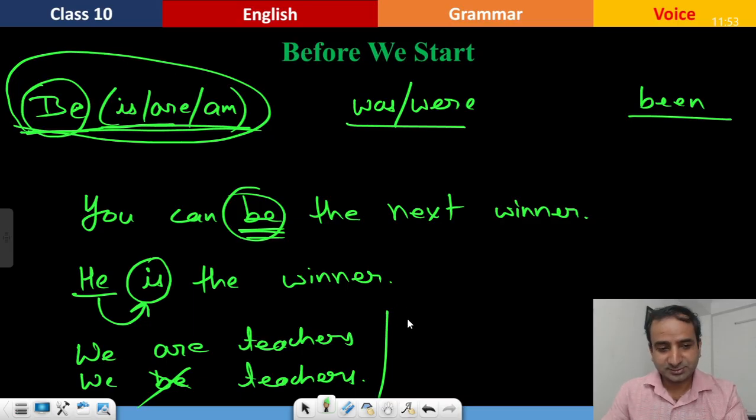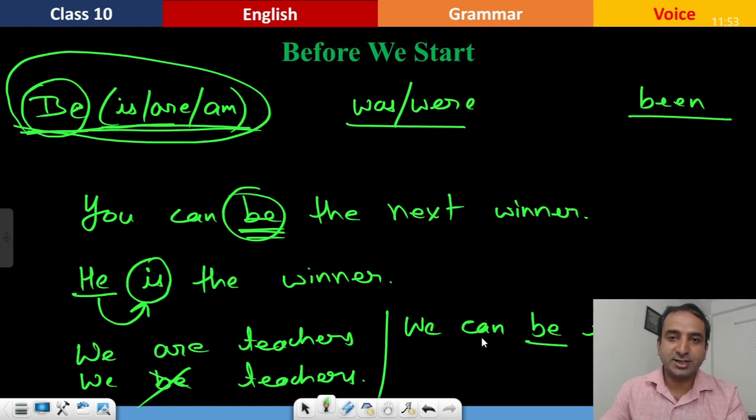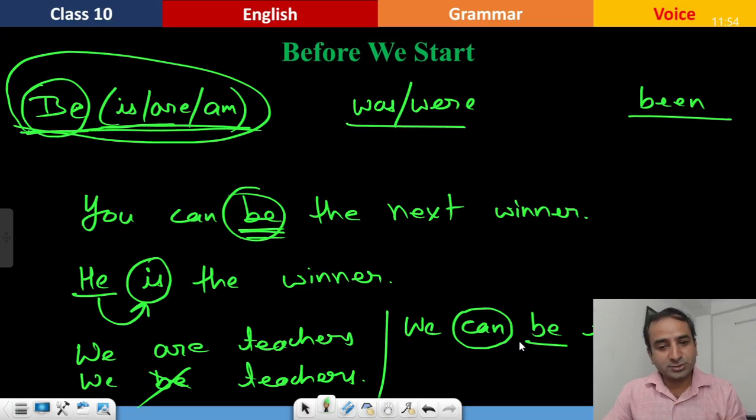Like we can be teachers. We do not use is rm here. Why? We already have used some modal verb. So when you use be after some modal verbs, we use be. But when you use the form of be directly after the subject, we use is rm. Is that clear? That must be very clear, I hope. Okay. So this is very important to understand before we start passive voice.